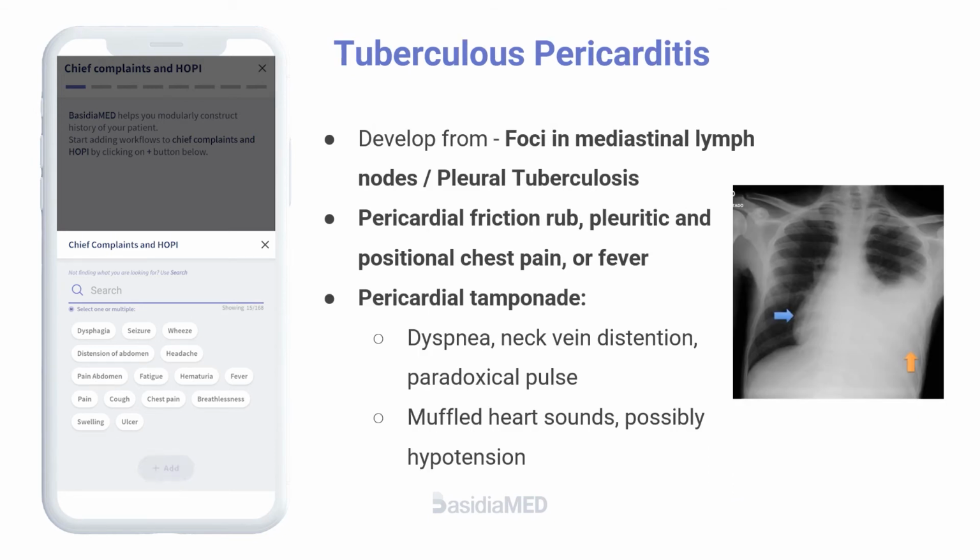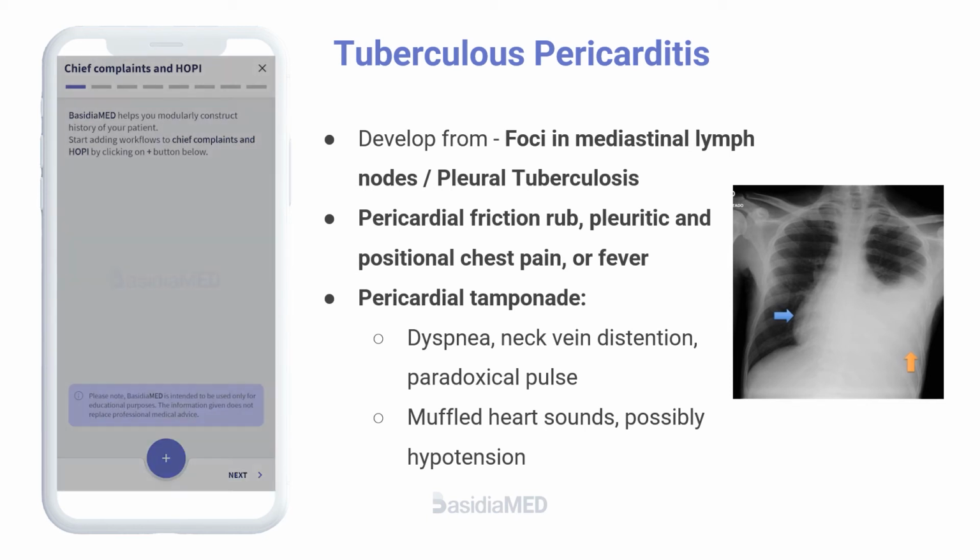Tuberculous pericarditis. Pericardial infection may develop from foci in mediastinal lymph nodes or from pleural tuberculosis. Patients may have a pericardial friction rub, pleuritic and positional chest pain, or fever. Pericardial tamponade may occur, causing dyspnea, neck vein distension, paradoxical pulse, muffled heart sounds, and possibly hypotension.